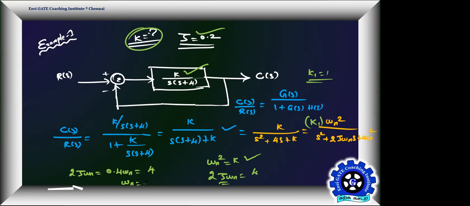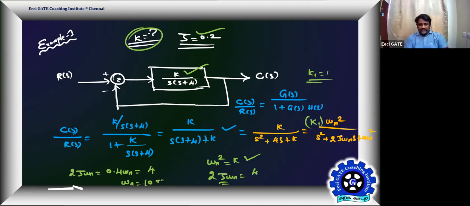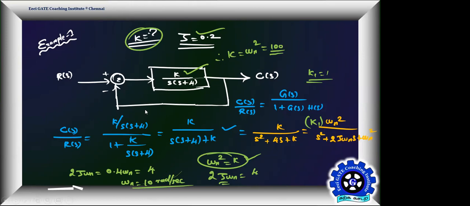What is omega n? 4 by 0.4, what is that? 10 radian per second. If omega n is 10 radian per second, we have k is equal to omega n square. Therefore, k is equal to omega n square, that is 10 square. K is equal to 100 will satisfy the requirement. Getting everyone? Yes, sir.